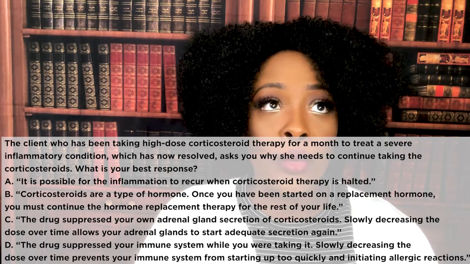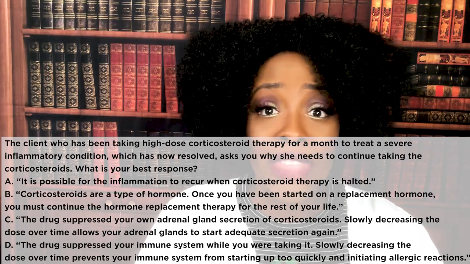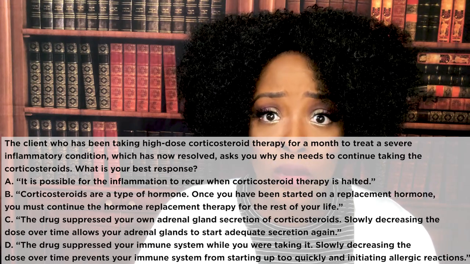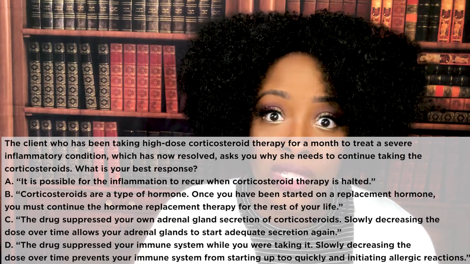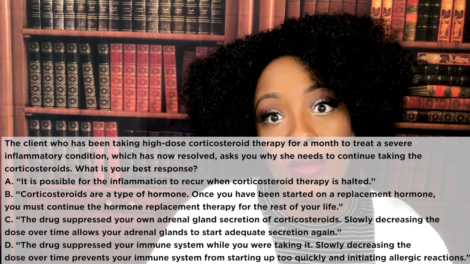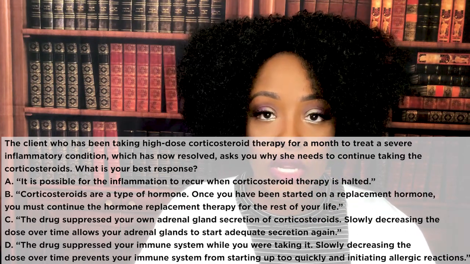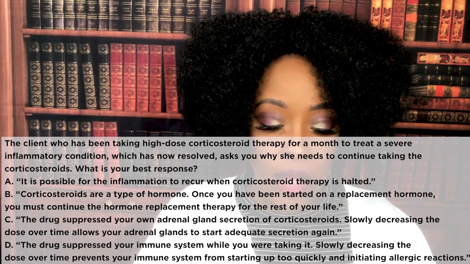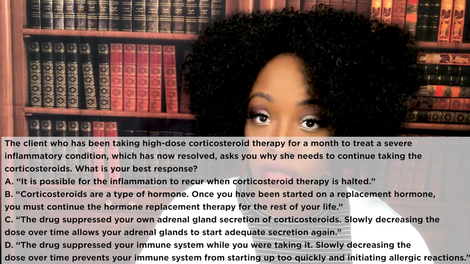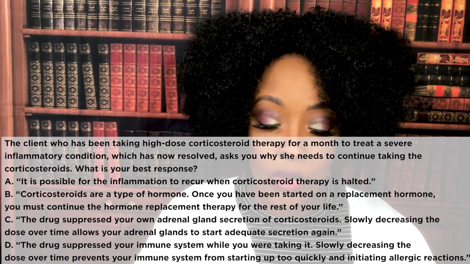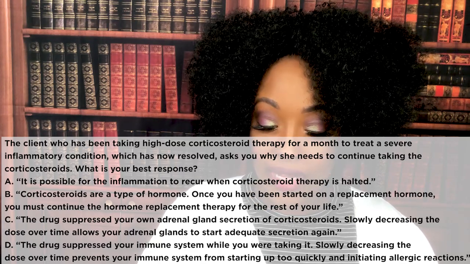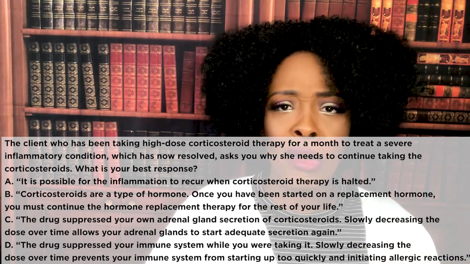So another example is if a patient gets a thyroidectomy. That thyroid gland has been removed, right? So there is no thyroid gland to release thyroid hormones. Well, the patient's going to need those thyroid hormones or they're going to die. So for the rest of their lives, they're going to be taking a replacement such as Synthroid, right? But if it's not that type of situation, the patient just has to be weaned off. And then choice D, it says the drug suppressed your immune system while you were taking it. True. Slowly decreasing the dose over time prevents your immune system from starting up too quickly and initiating allergic reaction. No.